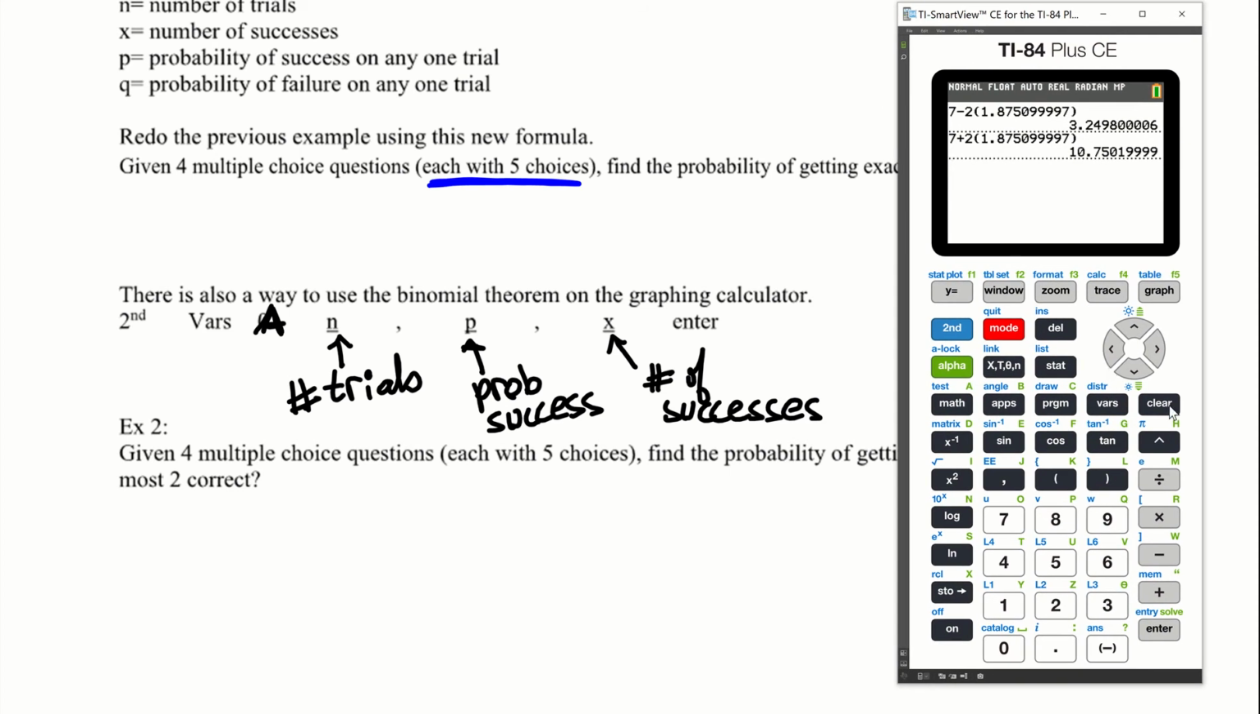All right, so we're in a new menu now. Second, and then we're looking for the vars key, which is right next to clear. All right, so second vars.